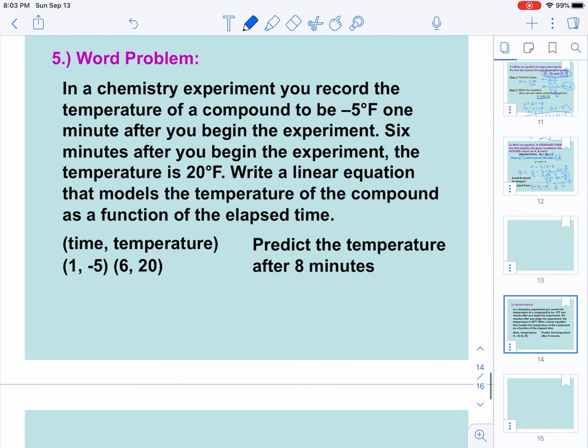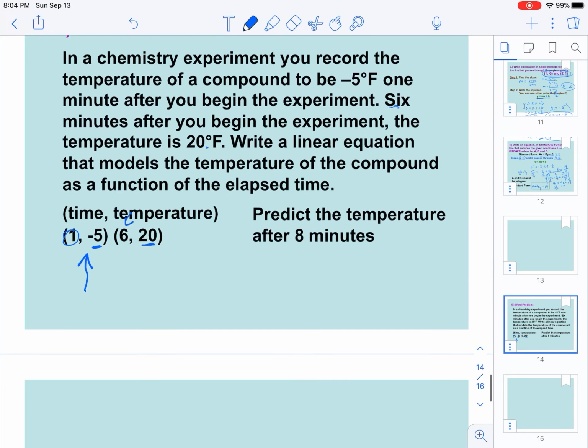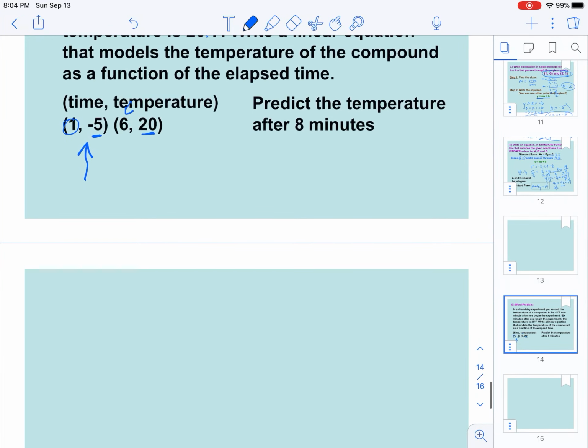The last problem. In a chemistry experiment, you record the temperature of a compound to be -5 one minute after you begin the experiment. That's given by this ordered pair here. Time 1 minute after is -5. And 6 minutes after you begin the experiment, the temperature is 20 degrees Fahrenheit. So 6 minutes later, that's the time, the temp is 20. Write a linear equation that models the temperature of the compound as a function of the elapsed time.